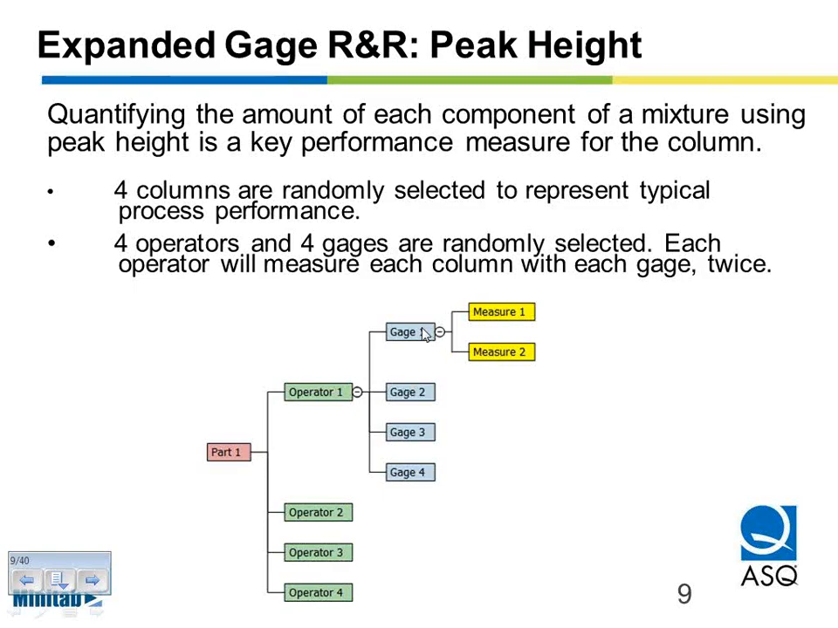Now in their particular study, they chose to use 4 parts, or columns as they're called for gas chromatography columns. There were 4 operators used in the study as a representation of all the operators, or technicians, working within this facility, and then we chose 4 gauges randomly from the dozens of gauges that they use to measure all these parts. So this is what the layout for an expanded gauge R&R might look like.